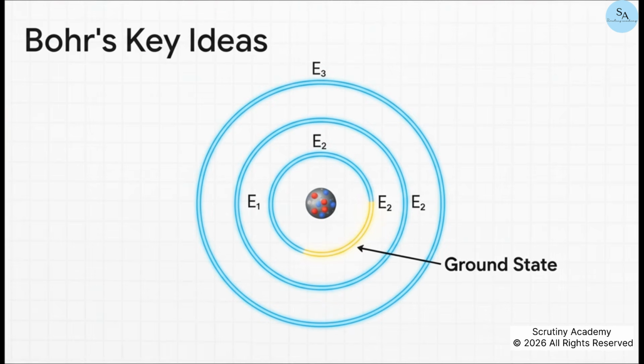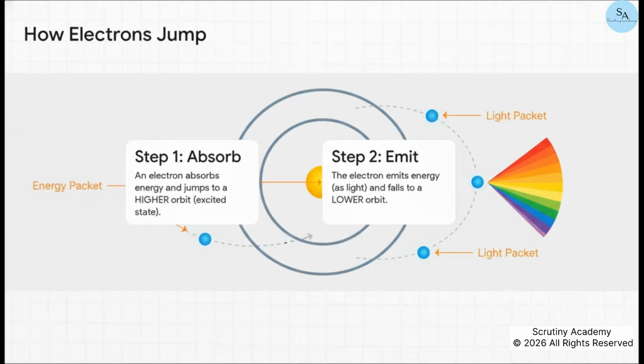First, he said electrons move in these fixed circular paths around the nucleus, kind of like planets orbiting the sun. Second, each of these paths, or orbits, has its own specific energy level that doesn't change. And third, the orbit that's closest to the center is the one with the lowest energy, and we call that the ground state.